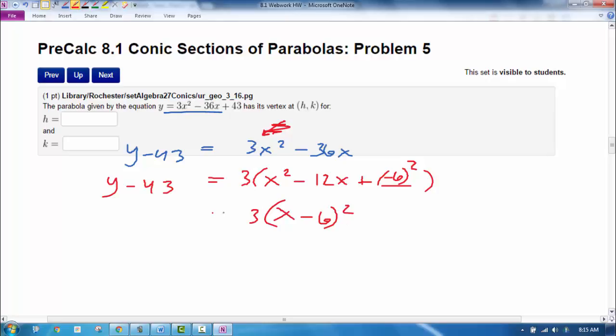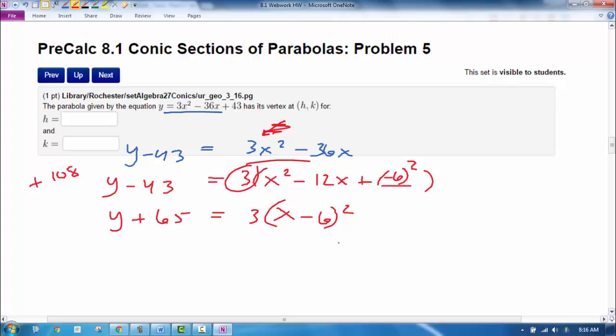Now, I have to add to the right side what I added to the left side. So I added 36 inside of these parentheses, but 36 is going to get multiplied by 3 because I have to distribute this 3 to every term. So I'm actually adding 108 to both sides. So be careful about that. Whatever you add inside these parentheses gets multiplied by this and then gets added to the other side as well. So if I add that to -43, then I get y plus 65 right here.